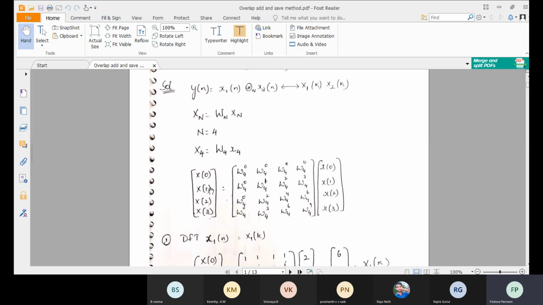we know x of 0, x of 1, x of 2, x of 3 is equal to W4 to the power of 0, and so on. This one will be a 4 by 1 matrix, this one will be a 4 by 4 matrix, this again a 4 by 1 matrix, that is 4 rows and 1 column. This one will be the square matrix, that is 4 by 4, and this one will be a 4 by 1 matrix.